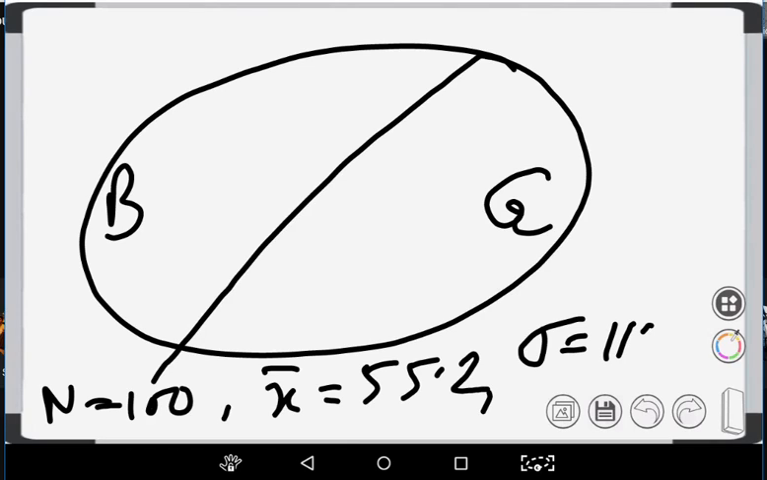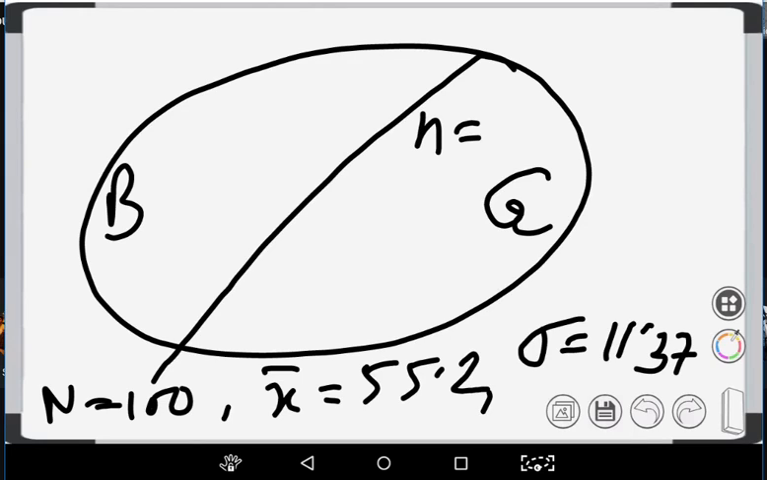11.37. For all the students, the standard deviation of marks is 11.37, and the average marks is 55.2. Now for the girls, how many girls are there?